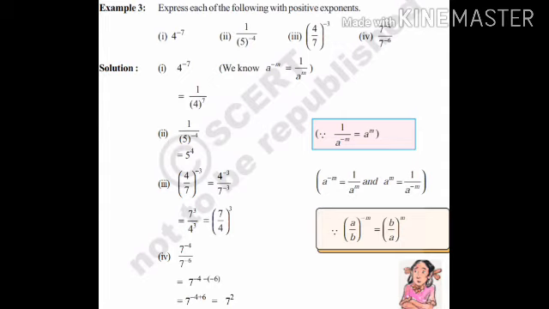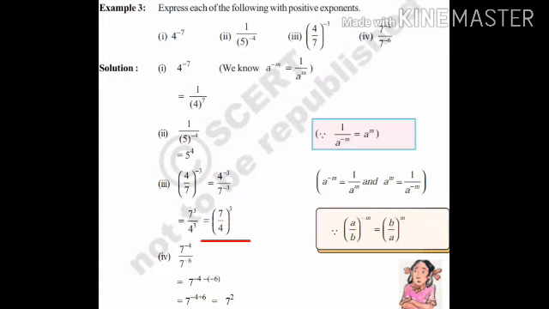Question number 3. 4 by 7 whole power minus 3. Solution for the third question. That is equal to 4 power minus 3 by 7 power minus 3, since a by b whole power m is equal to a power m by b power m. We can write 7 cube by 4 cube, according to a power minus m is equal to 1 by a power m, and a power m is equal to 1 by a power minus m.